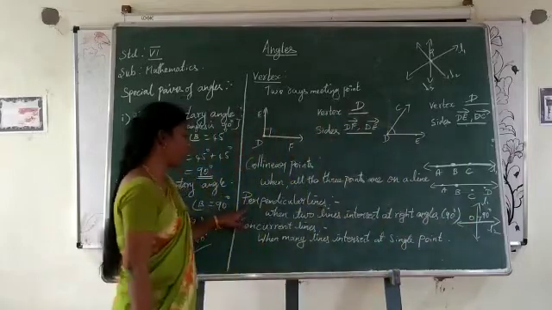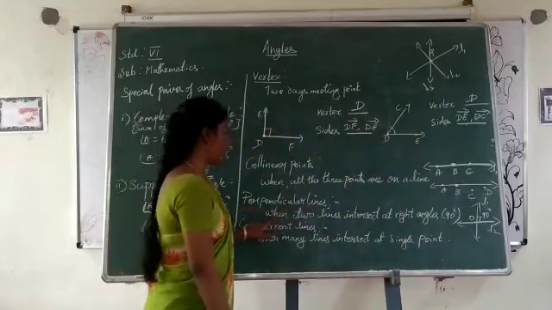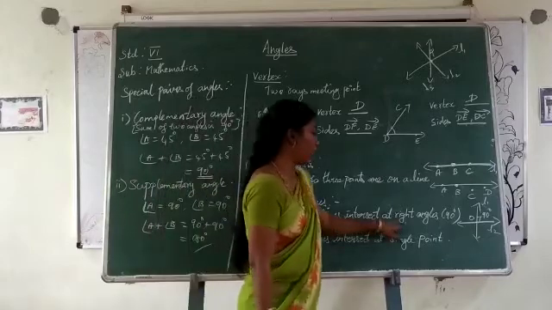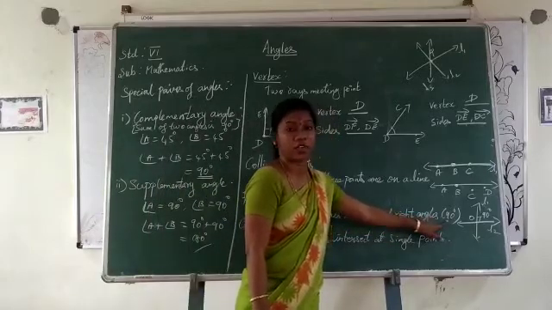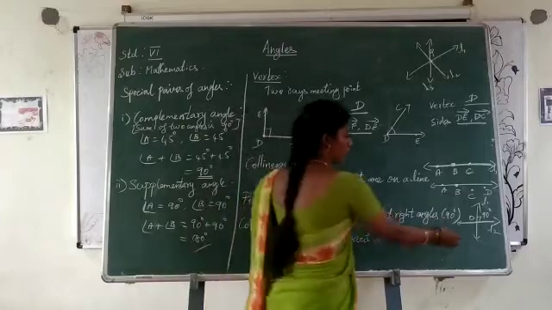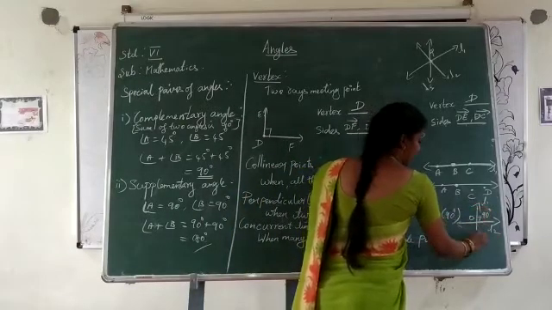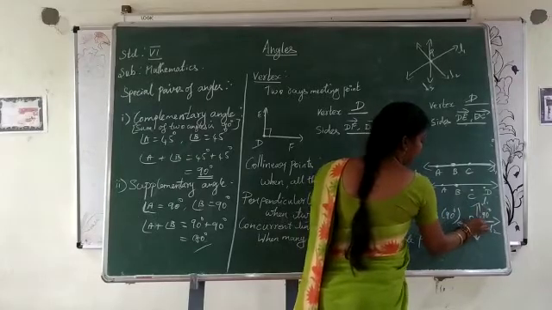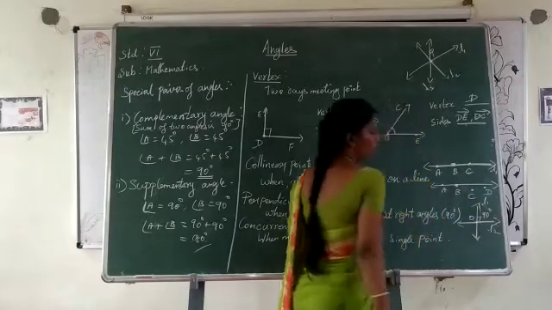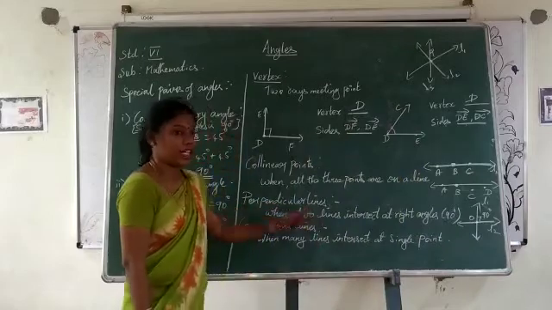And second one, perpendicular lines. When two lines intersect at a right angle, that is exactly 90 degree, they are known as perpendicular lines. Consider this one. Lines L1 and L2 intersect each other. Exactly 90-degree measurement is known as perpendicular lines.